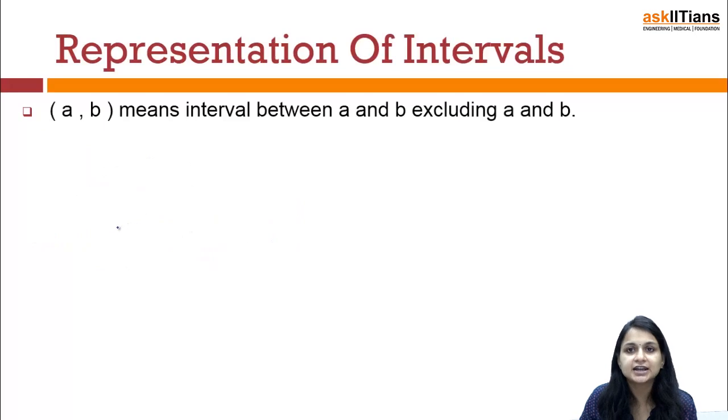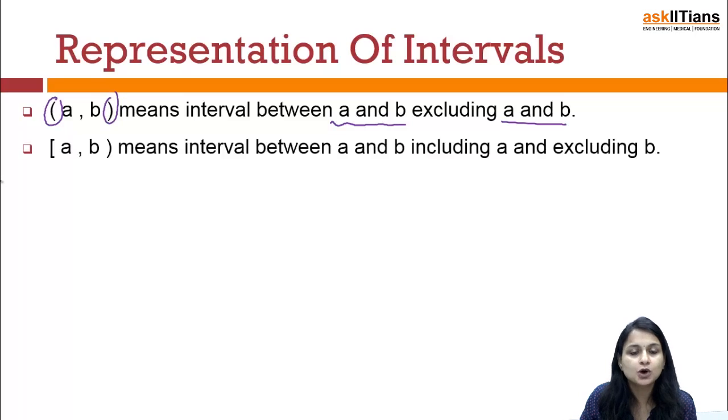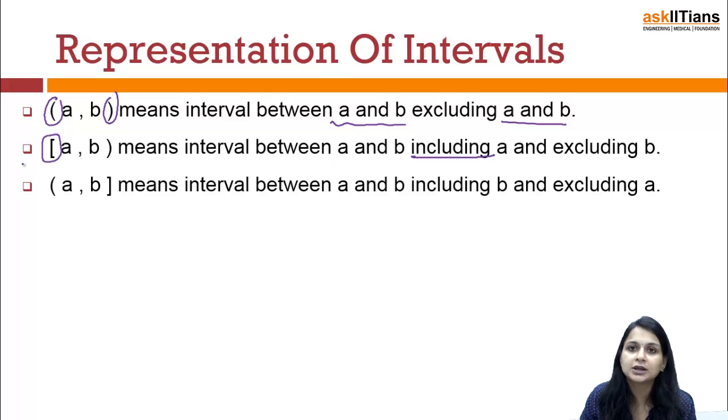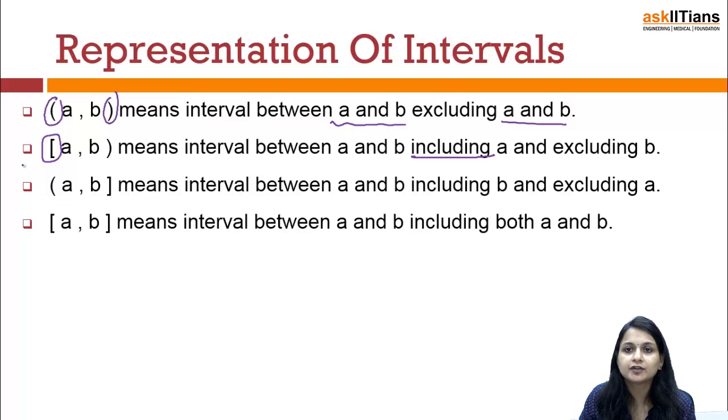Now, how do we represent intervals? This is important. There are 4 ways. If I have to represent A and B and I don't have to include A and B, because f(x) is either greater than 0 or less than 0 and the equality sign is not there, in that case we represent it by round brackets. If it is including A, I will use a rectangular bracket. If it is including B, I will use a rectangular bracket after B. If it is including both, we take rectangular brackets for both A and B.